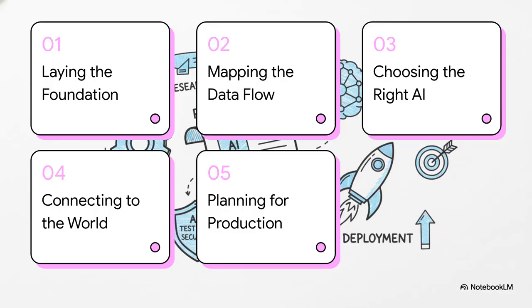So here's our game plan. First, we'll lay the foundation with the high-level architecture. Then, we're going to map out all the data flows. Think of it as the plumbing and wiring. After that, we'll choose the right AI for the building's main purpose, connect it to the outside world, and finally, plan for how to keep it running smoothly for the long haul.